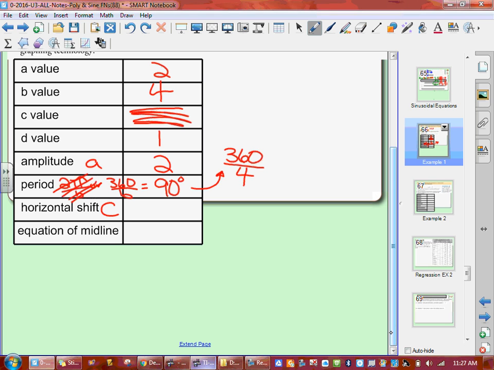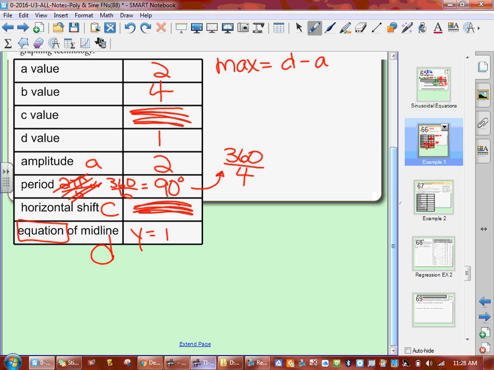So the equation has to start with y equals. Well, what's our D value? 1. So we're going to say y equals 1. Now, I'm going to show you how to find your maximum and minimum using your D and your A values. If you want to find your max, it's going to be D plus A. If you want to find your min, it's D minus A. So that's how you do it if you've only got an equation and no graph.